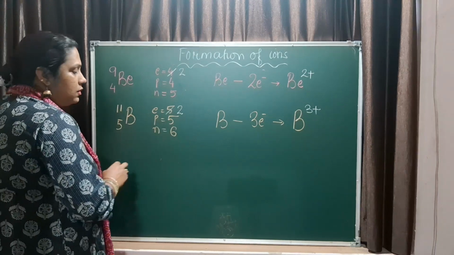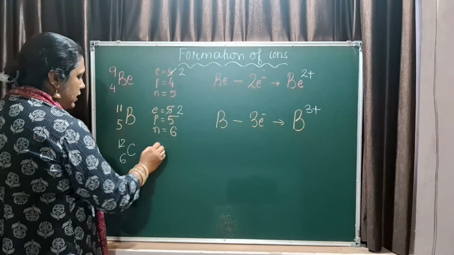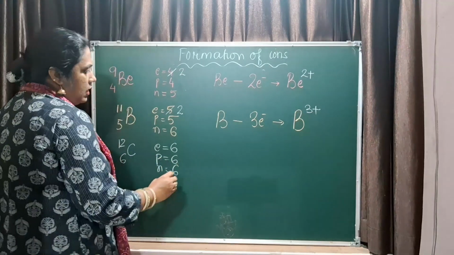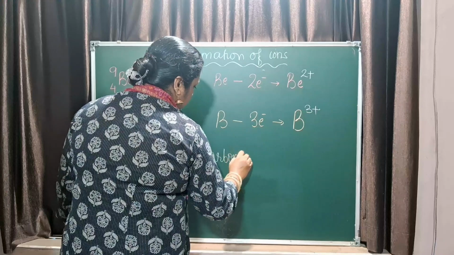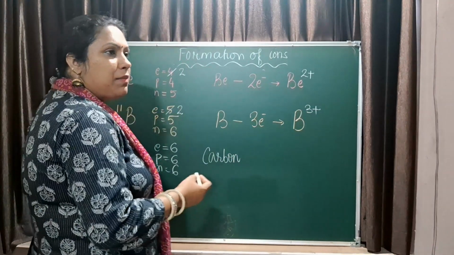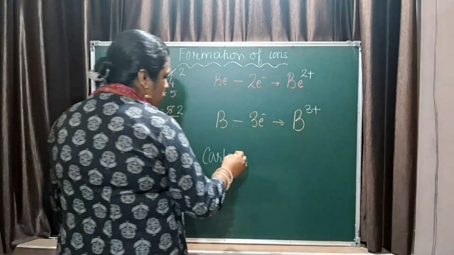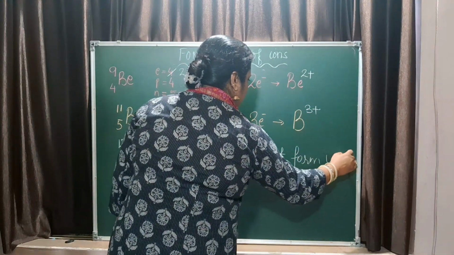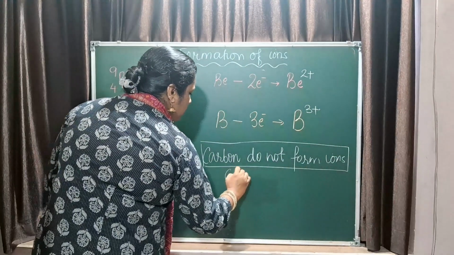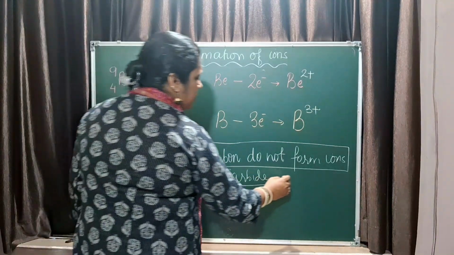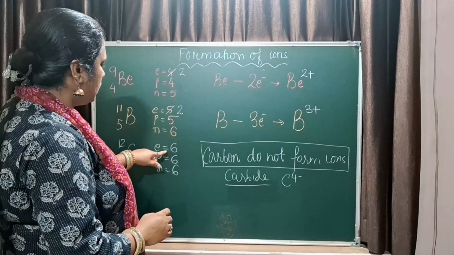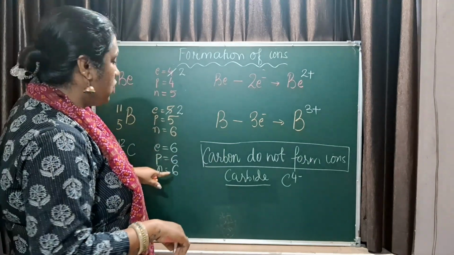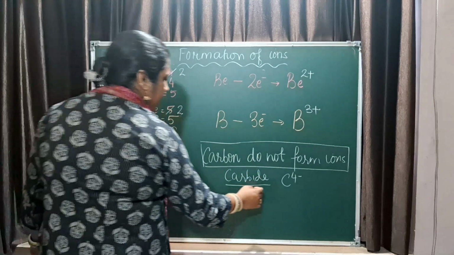Next one. Now carbon has 6 and 12. So it has electrons 6, protons 6 and neutrons 6. Carbon generally does not form cations or anions, though it does form carbide ions in certain cases. It believes in sharing. There is an exception. Chemistry is full of exceptions. So you will come across carbide ions, but it is very rare. Carbide ions, that is C4 minus. Why C4 minus? It has the 2, 4 electronic configuration, so it will take 4 electrons. Carbon is a non-metal, so it forms a carbide ion which is a negatively charged ion.